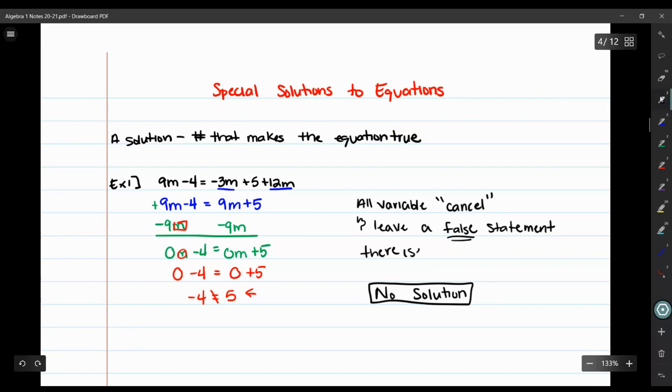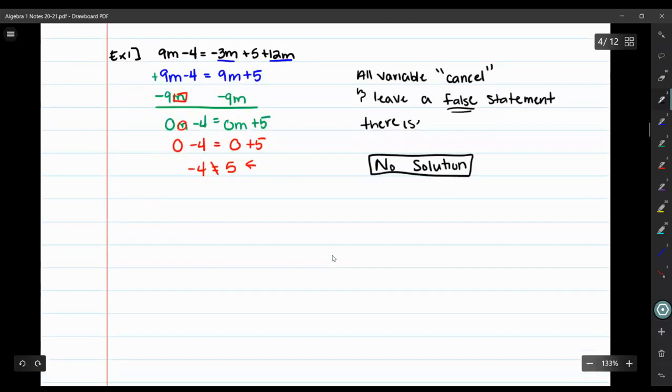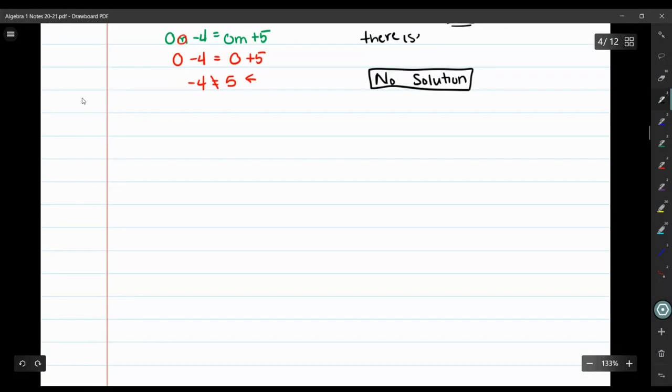Now, let's try another example. Let's look at example 2. We're going to solve the equation 10x plus 12 equals 2 parentheses 5x plus 6. Step 1 in solving is to distribute. So I'm going to distribute my 2. So I get 10x. Sorry, 2 times 6 makes 12.